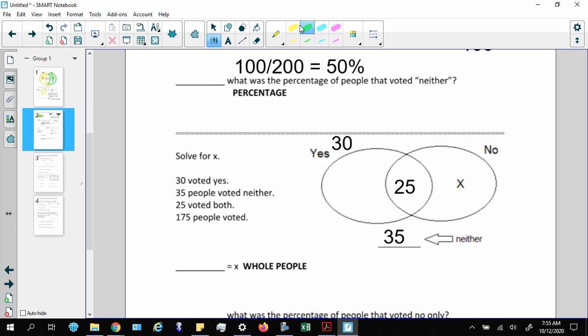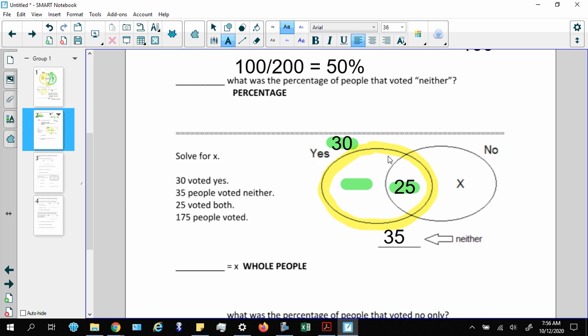Now remember, using my highlighter here, let me highlight the yes circle. In the yes circle, whatever number goes here and whatever goes there will add to this number. So there are 30 people in the circle, 25 are in the both section, so a simple subtraction problem says this would be 5. Now remember, once you figure out that yes circle, technically I don't even need this 30 anymore. It served its purpose. All right, now let me clean this up real quick.